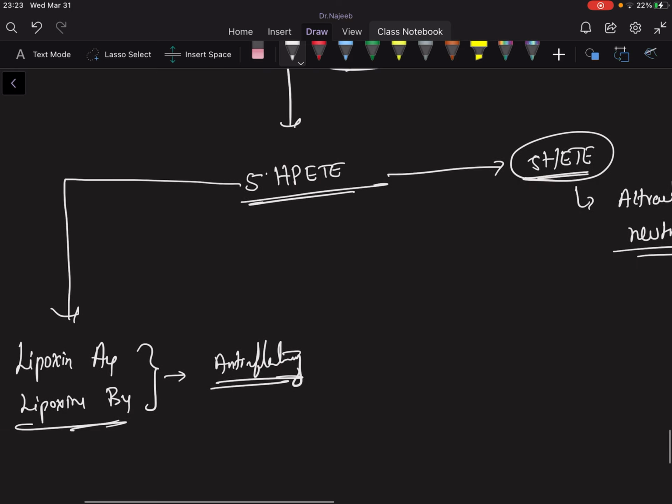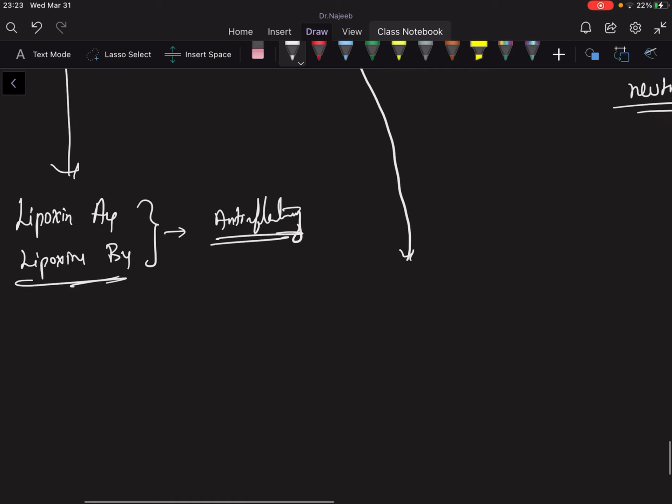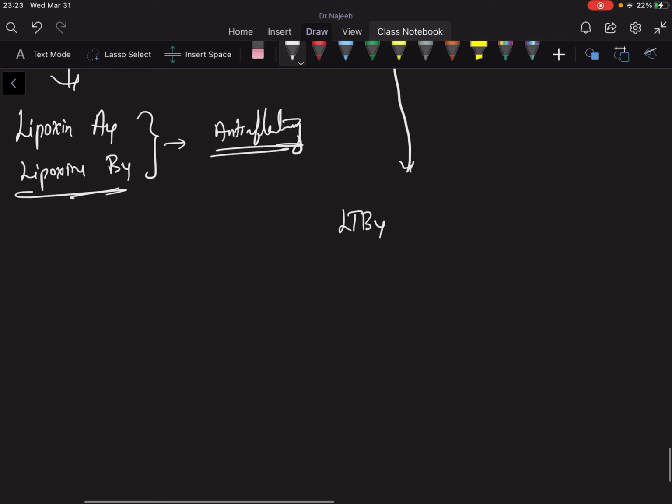Once this 5-HPETE is activated, it is converted into leukotriene B4, leukotriene C4, leukotriene D4, and leukotriene E4.